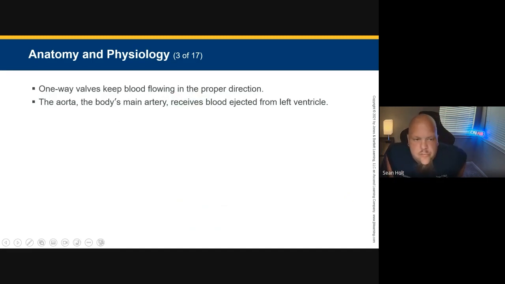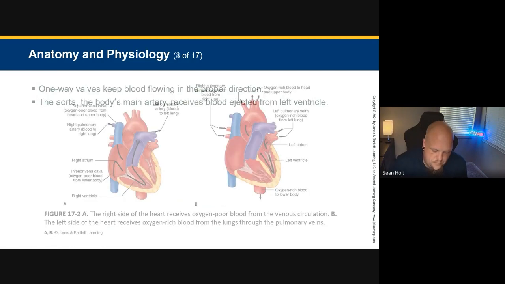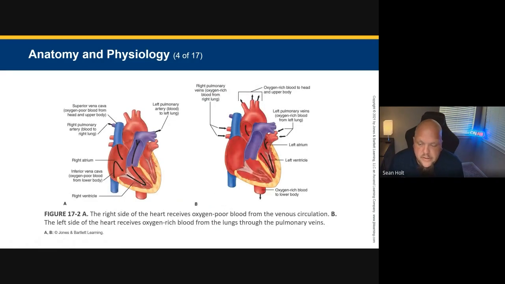One-way valves keep blood flowing in the proper direction. Okay, the aorta, which is the body's main artery, receives blood ejected from the left ventricle. Here's basically an explanation of what I just did. I would suggest you come back and study it if you have a rough time kind of understanding where it comes from and where it ends up versus where it goes after it returns from the lungs, okay, and gets pumped out to the body.